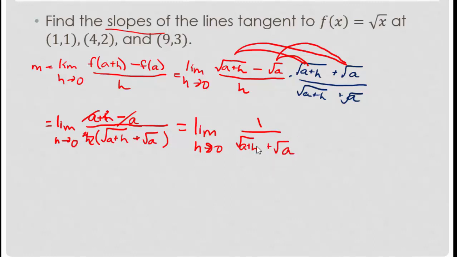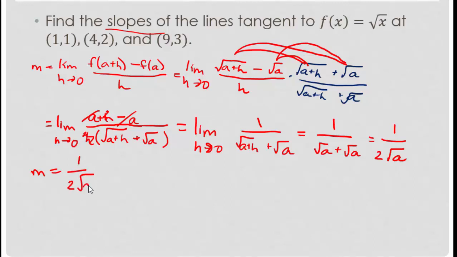Now that I've canceled the h, now I want to try direct substitution. So if we plug in 0 in place of h, notice that's the cue to get rid of my limit sign because I'm using direct substitution now. What I get is 1 over the square root of a plus the square root of a. Now when you add two square roots together, what you get is 1 over 2 times the square root of a. So what that tells me is that in general, if I want the slope of a tangent line to the curve f of x equals the square root of x, the way I'm going to find that is by taking 1 divided by 2 times the square root of the a value.